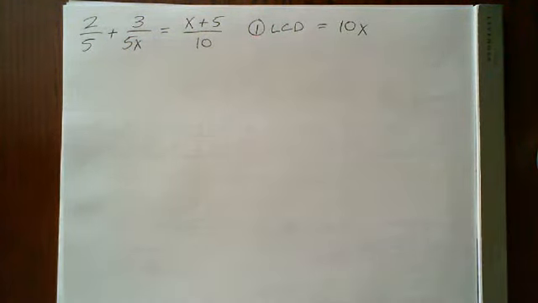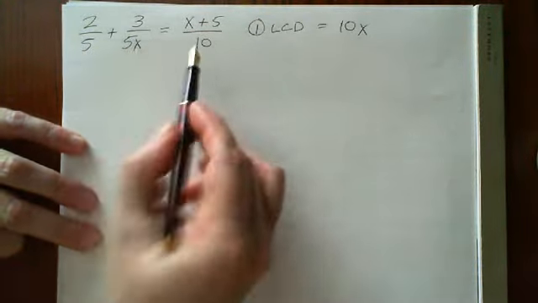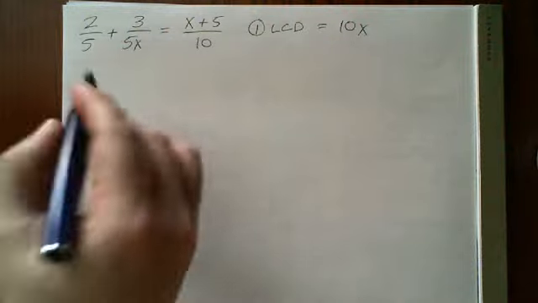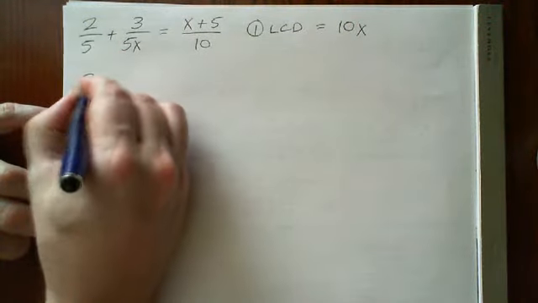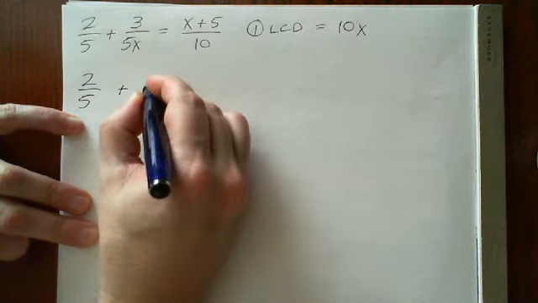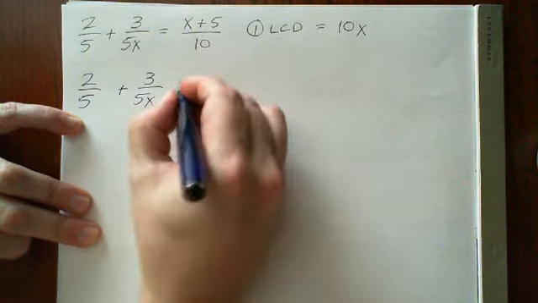So once I determine my LCD, that makes it pretty easy for me, because I know I have to have a 10x in the denominator of every one of these before I can start combining them or anything like that. So what we're going to do here, let me go ahead and rewrite this, and I'm going to put a little bit of space so I can show in detail exactly what I'm doing to each fraction.